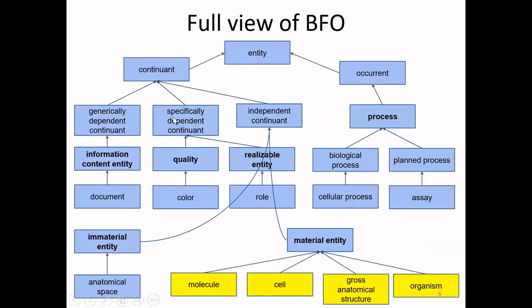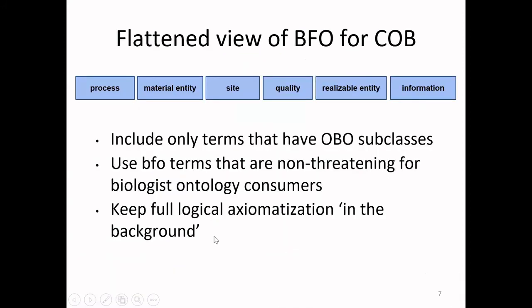So this is just illustrating, and I think most people here will know this, BFO has a number of upper level classes that are not immediately apparent. As a Cell Ontology developer, the reason why I don't put BFO there is because it adds a lot of clutter to the top of my ontology. So we have in COB a flattened view of BFO that has 6 classes that are essentially those classes in BFO that have subclasses as in OBO. You could go to multiple levels there in BFO, but we're focusing on the level where the terms used are, in quotes, non-threatening for ontology consumers. And the key is, though, that we keep the full logical axiomatization of BFO in the background. So when you reason over it, issues would apply here. And there's a number of technical challenges with this, actually.